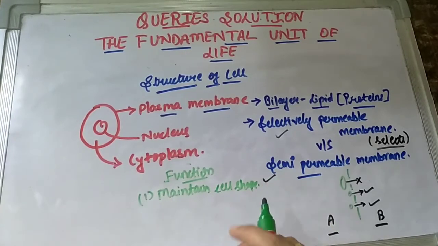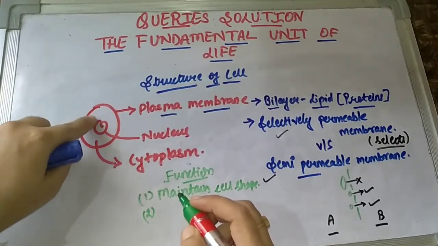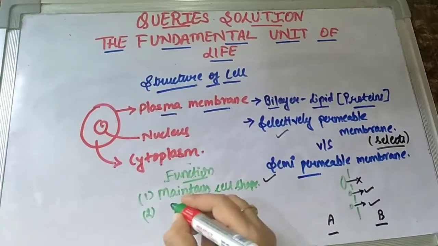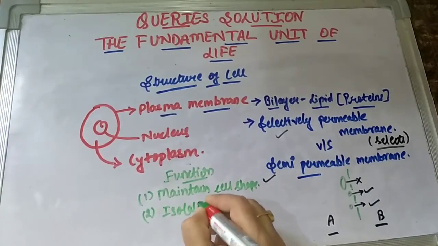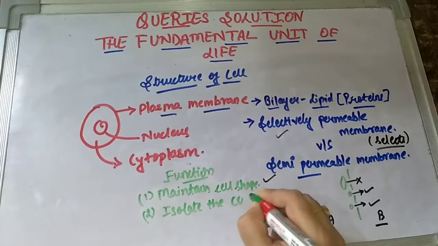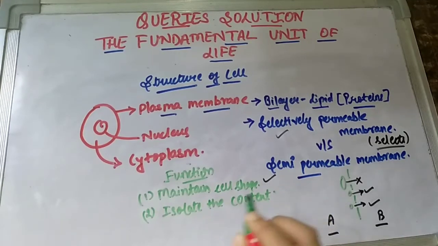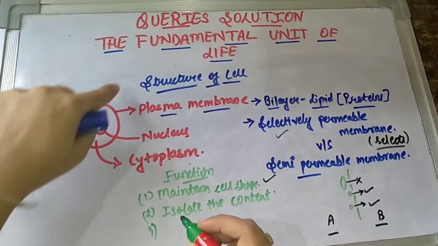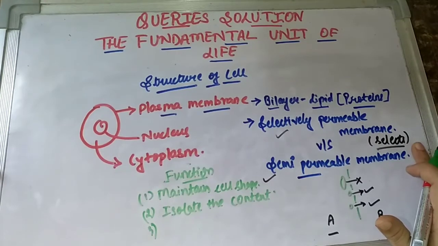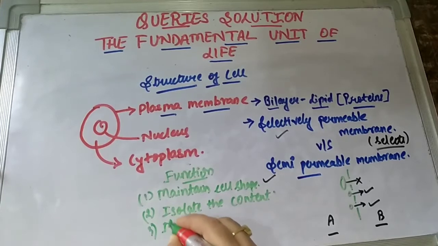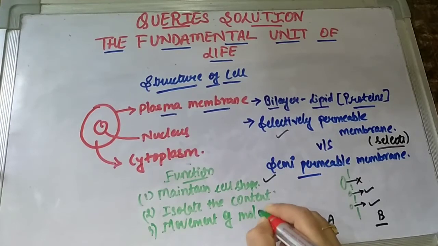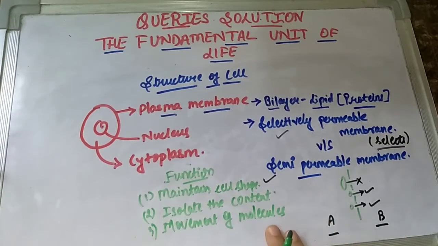The second important function is that it isolates the content of the cell. Whatever is inside and whatever is outside, it does not allow the mixing of the content to happen. The third important function is that it allows the movement of substances to happen, as we have discussed, based on the criteria of selectivity, not on the criteria of pore size. It allows the movement of molecules across the membrane, and how this movement occurs we are going to talk about in our next session.